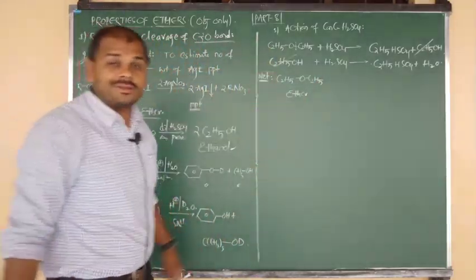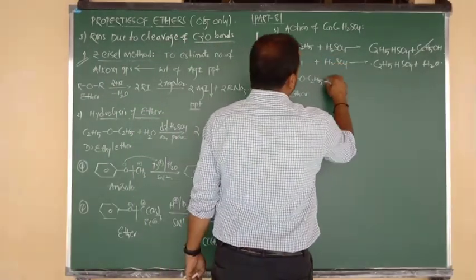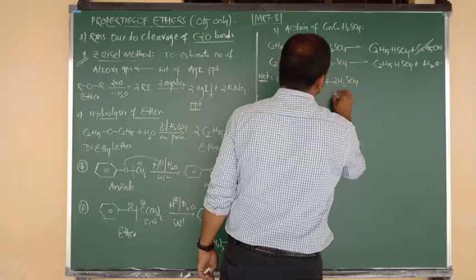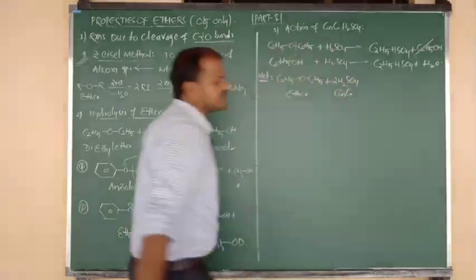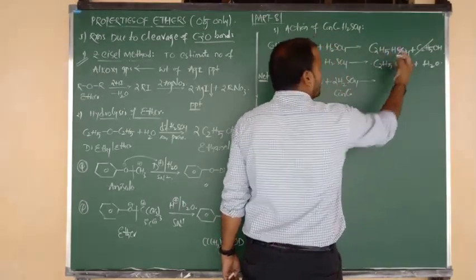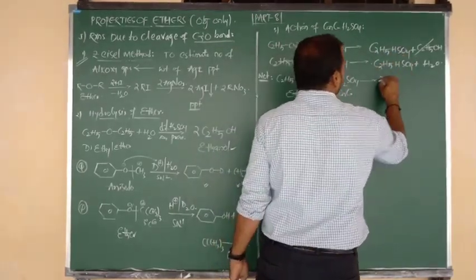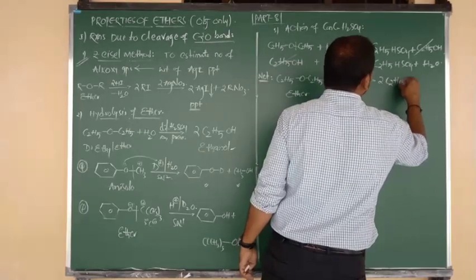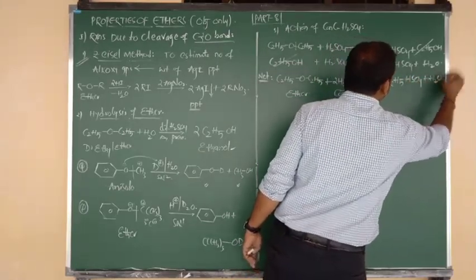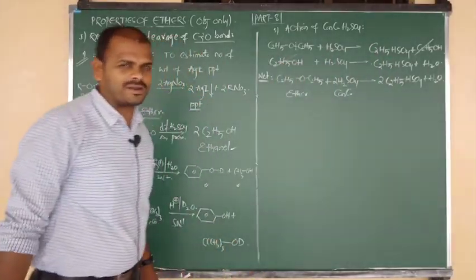Ethers upon reaction with concentrated sulfuric acid. So we have to consider here how many moles? 2 moles of concentrated sulfuric acid, and it is going to form the product ethyl hydrogen sulfate. So how many moles are we going to get here? 2 moles of ethyl hydrogen sulfate we are going to get, and the byproduct is a water molecule.